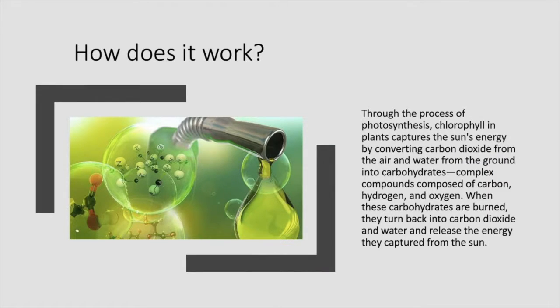How does it work? Biomass is a renewable energy source not only because the energy in it comes from the sun, but also because biomass can regrow over a relatively short period of time compared with the hundreds of millions of years that it took for fossil fuels to form. Through the process of photosynthesis, chlorophyll in plants captures the sun's energy by converting carbon dioxide from the air and water from the ground into carbohydrates, complex compounds composed of carbon, hydrogen, and oxygen. When these carbohydrates are burned, they turn back into carbon dioxide and water and release the energy they captured from the sun.